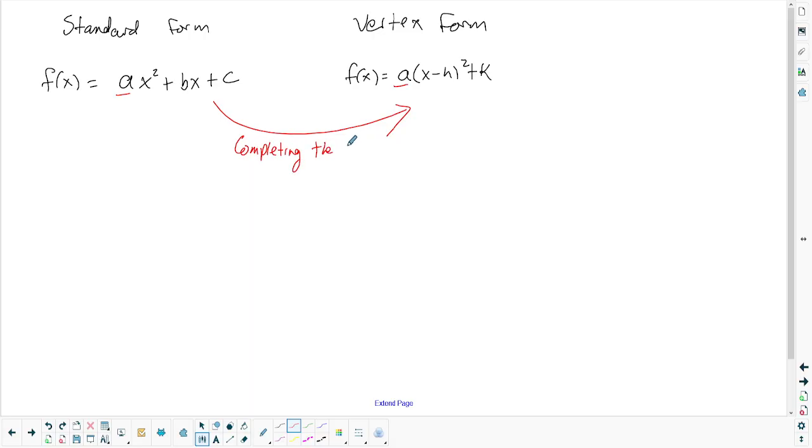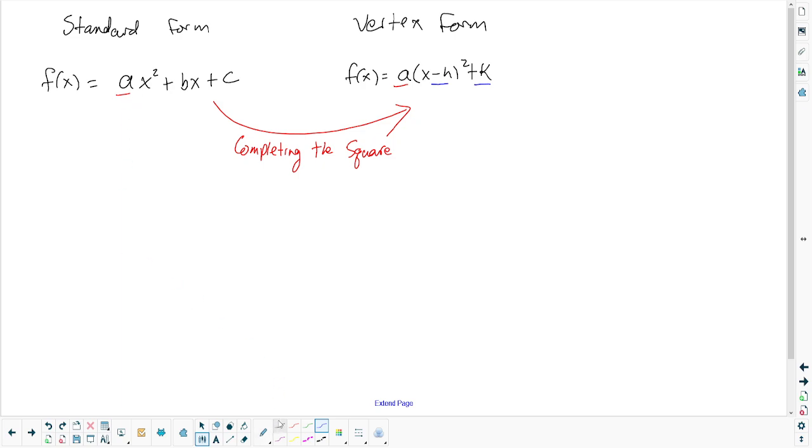Completing the square. This is a method for turning standard form into vertex form. We're not going to do completing the square just because it's a lot of remembering and it's not really worth our time. There is a different method that we can do. And most of you might have done this last year. So what we need to do is figure out the h and the k, because the a value is actually already the same as when you start.